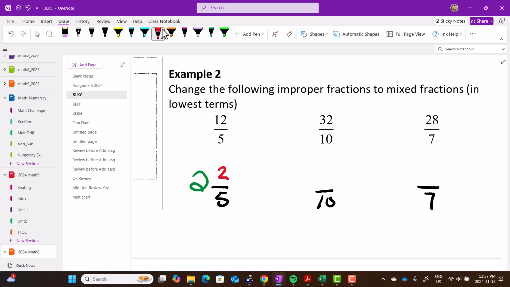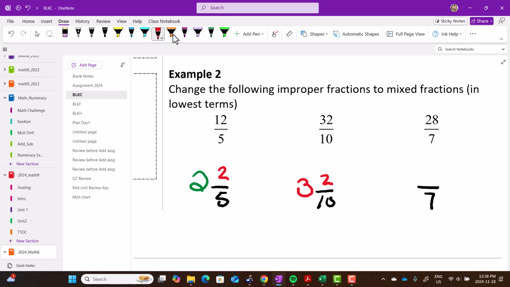Next one. 10 fits into 32. How many times? I see all you guys' fingers. 3 full times. How many more do we need? 2 more to make 32. 3 times 10 is 30, 2 more. There. Okay, next one.